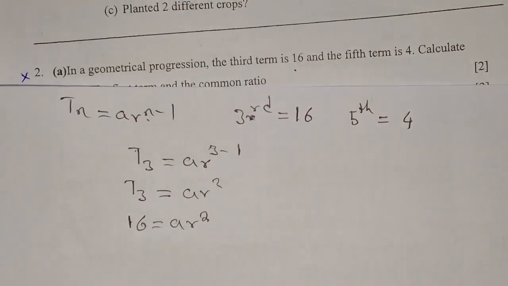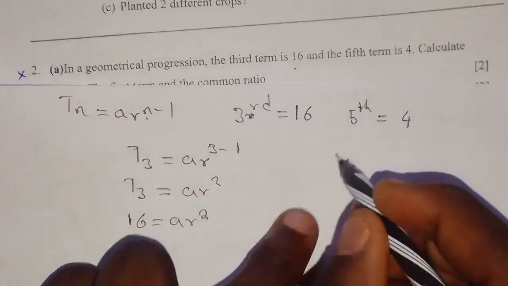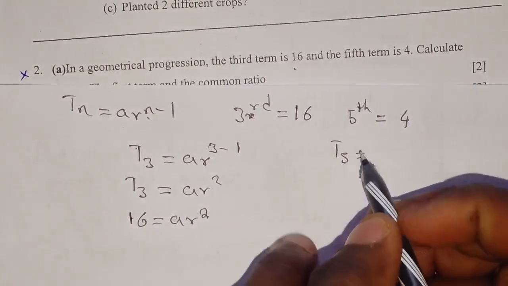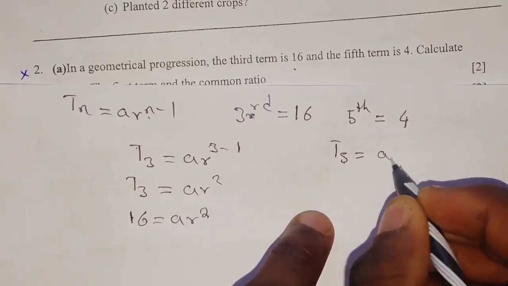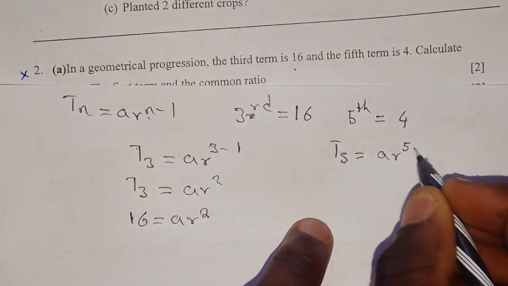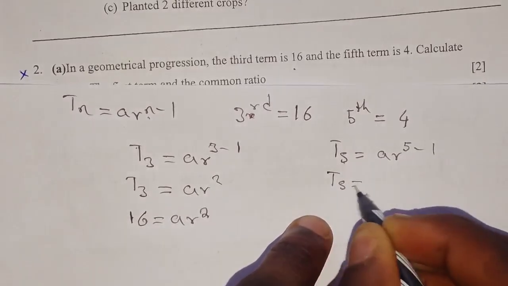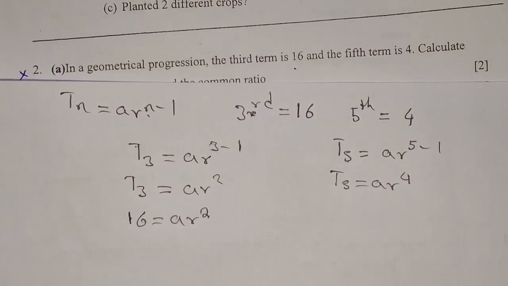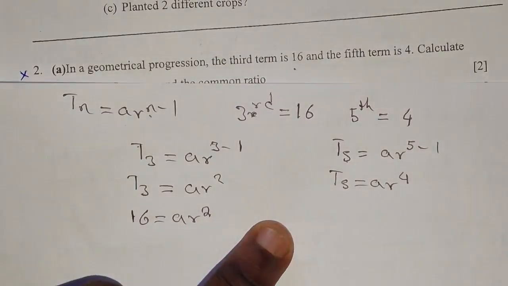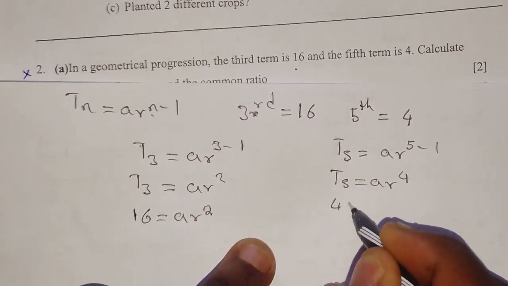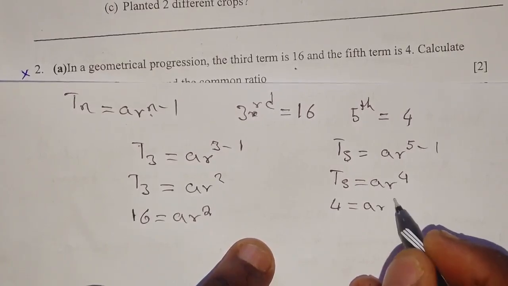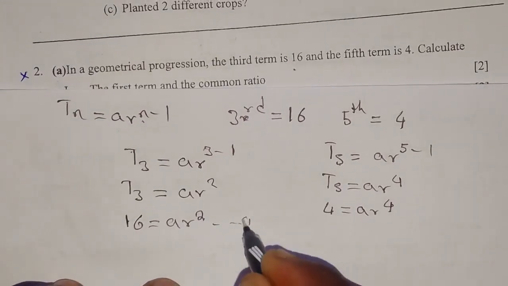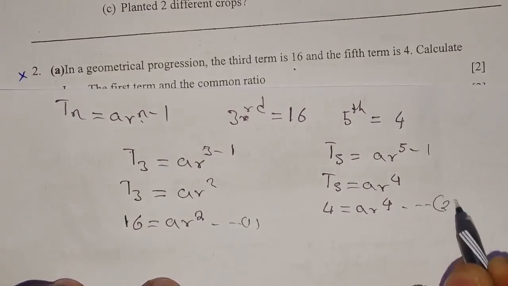Let's also do the same on the fifth term, which is 4. T5, the fifth term, is given by the formula ar to the power n minus 1, where n is 5, so we have T5 is equal to ar to the power 4. We know that T5 is 4, so where there is T5, we replace with 4. So we have 4 is equal to ar to the power 4. We can name this as equation 1 and this as equation 2.